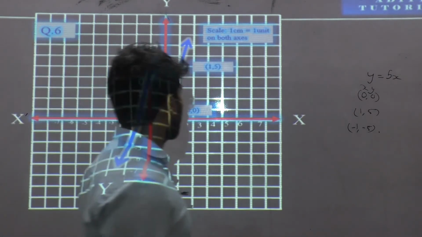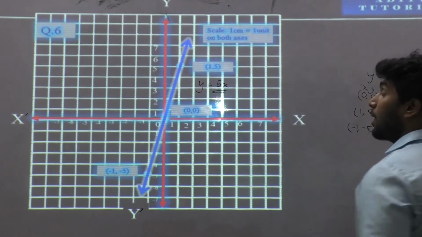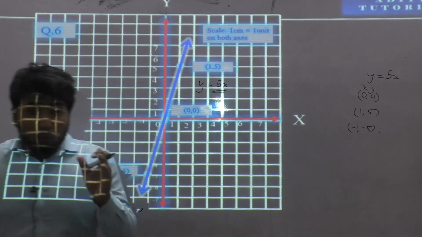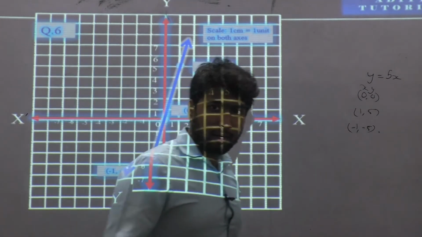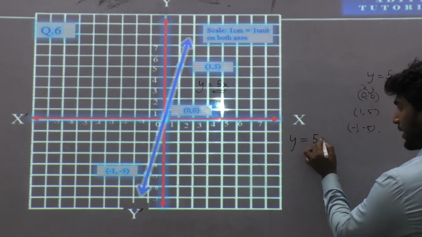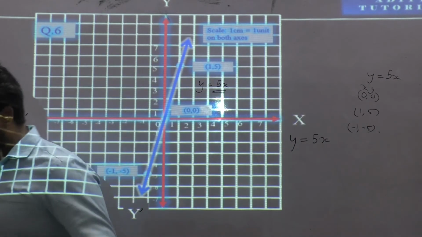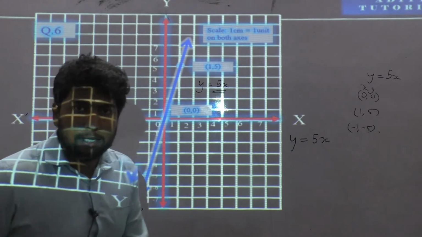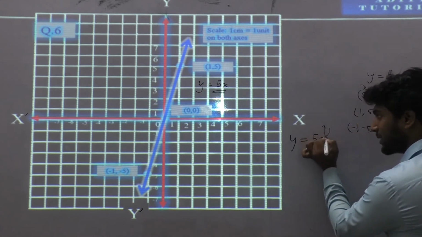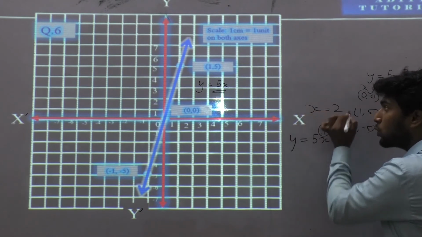Now we name this line with the equation y is equal to 5x. The next question was, we need to find the work done. Work done, right? That is y is equal to 5x. When the distance is 2 units, what is x here? This x is the distance, right? x is my distance. So what is the distance saying? x is equal to 2.